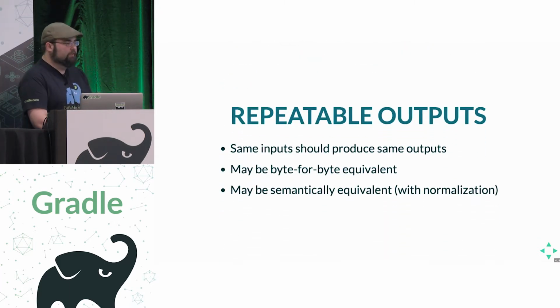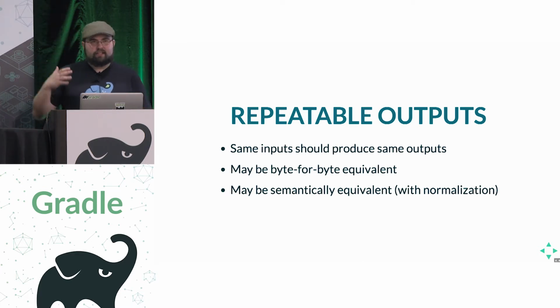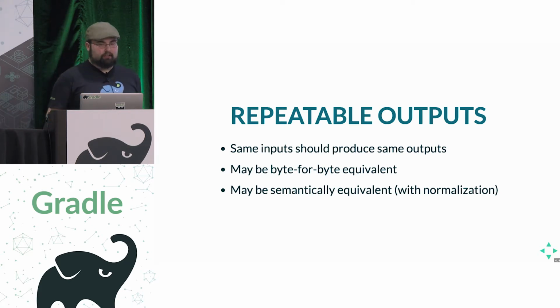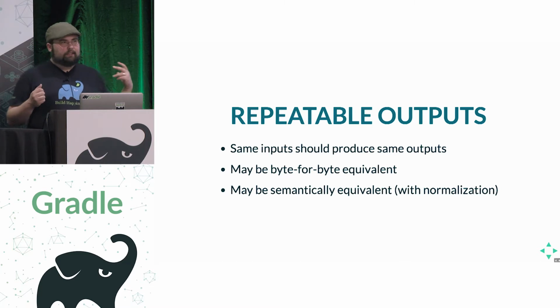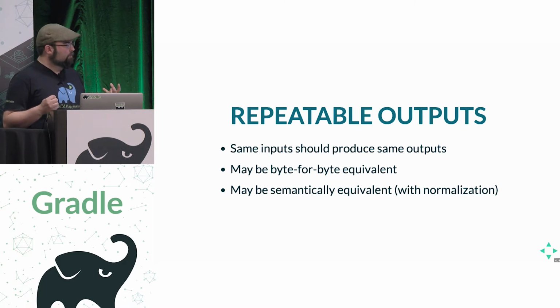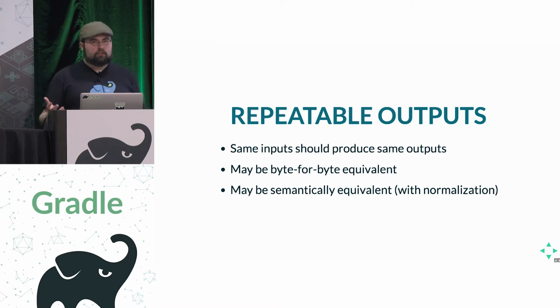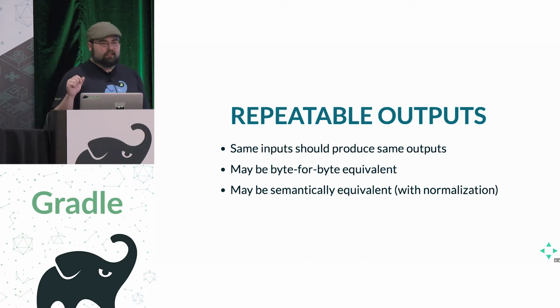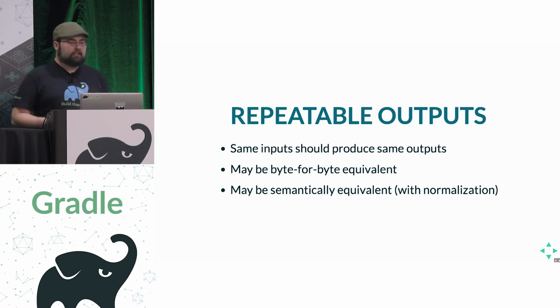Another really important thing that you'll see with cacheable tasks is this idea of repeatable outputs. The same inputs should produce the same outputs. Those may be byte for byte equivalent, or they may just be semantically equivalent. What that means is that when we compile a Java file into a class file, a lot of times it's going to produce exactly the same bytes. But if it's producing slightly different ordering or something like that, but the API is the same, that's semantically equivalent, and we can actually treat that as being the same.